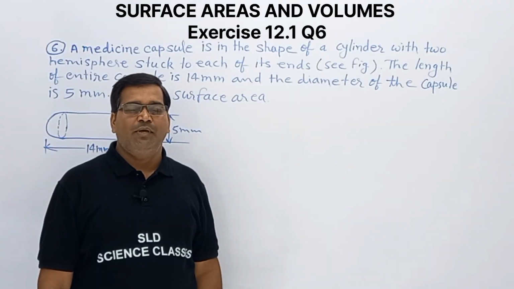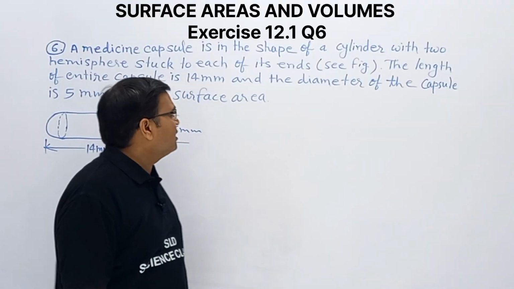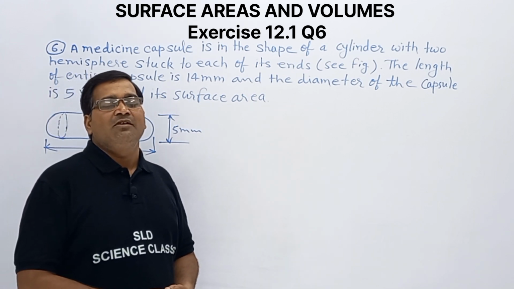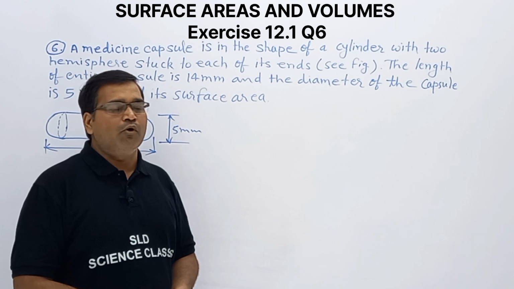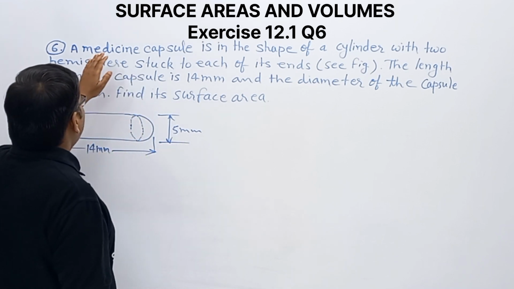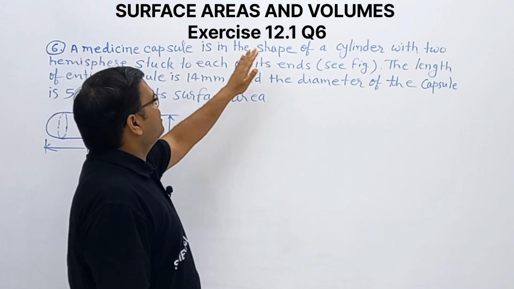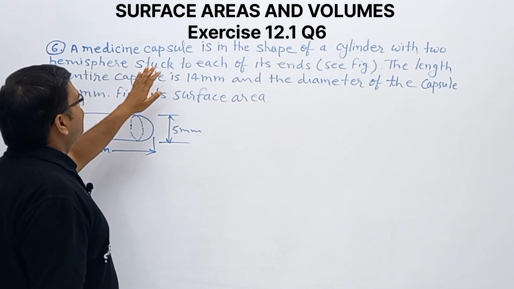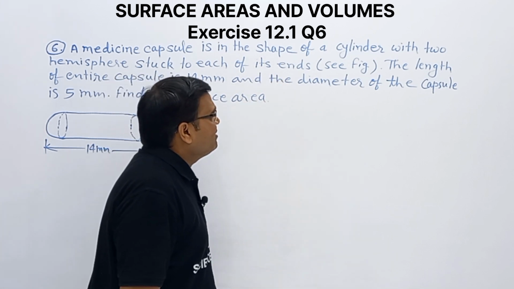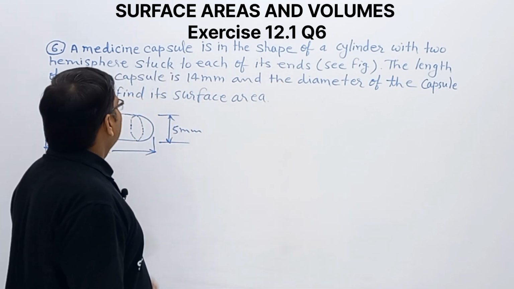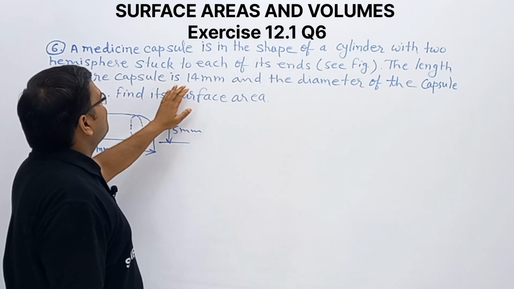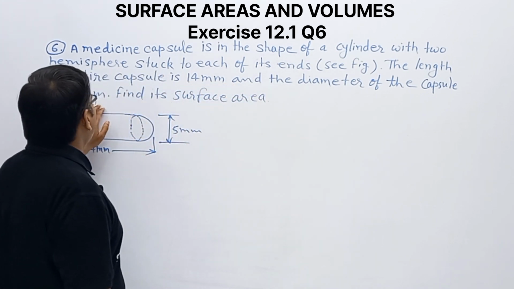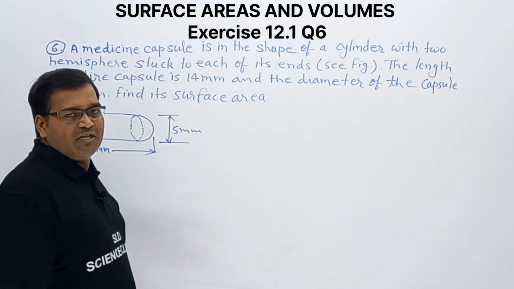In this class, we are going to discuss question number 6, exercise 12.1, surface areas and volumes. Observe this question. A medicine capsule is in the shape of a cylinder with two hemispheres stuck to each of its ends. The length of the entire capsule is 14 mm and the diameter of the capsule is 5 mm. Find its surface area.